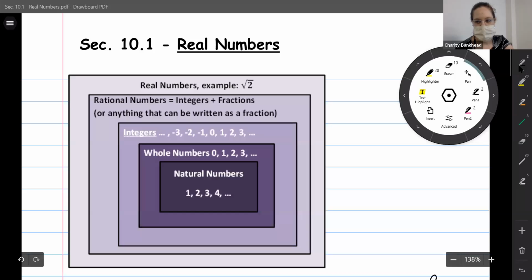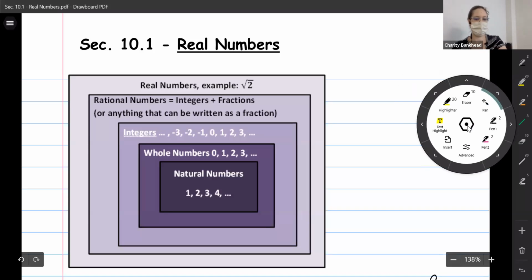All right, so I'm going to start with 10.1 because I like it. All right. So 10.1 is an introduction to real numbers.